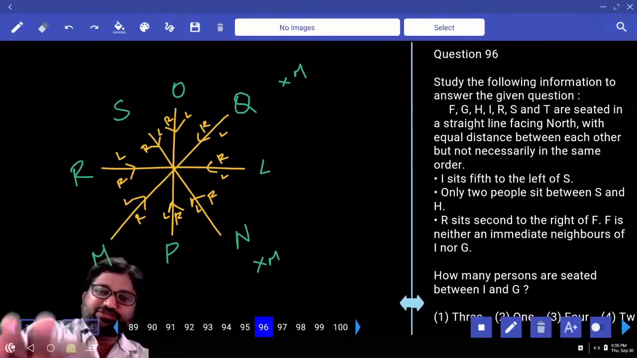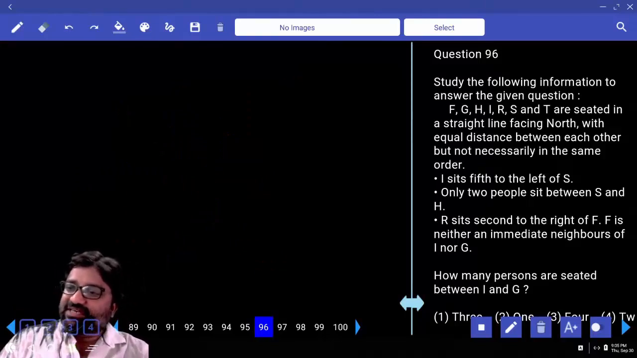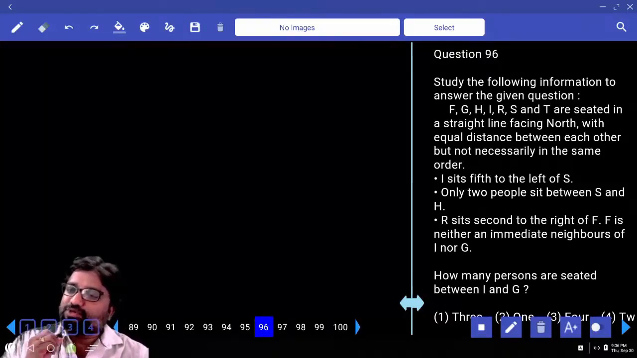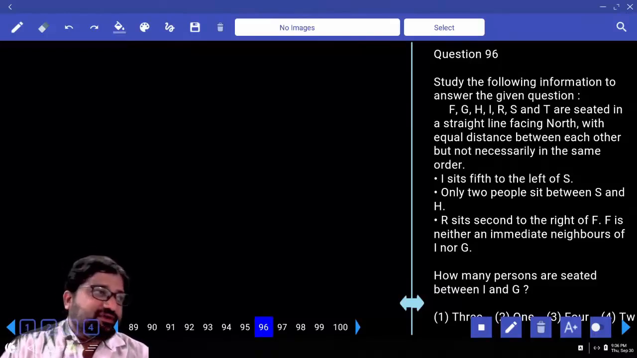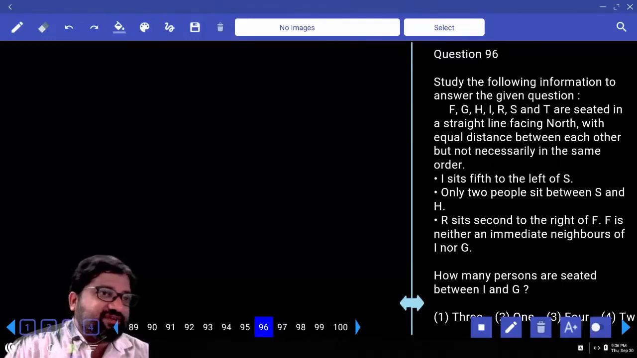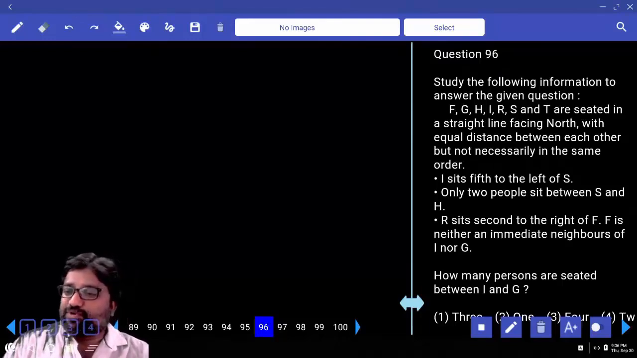F, G, H, I, R, S, T are seated in a straight line facing north with equal distance between each other but not necessarily in the same order. How many persons have I read above? I have information about 7 persons. Okay, fine. What is the first point?